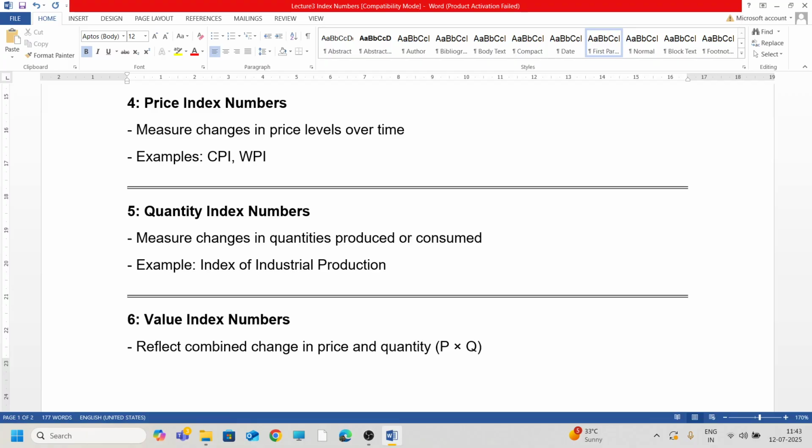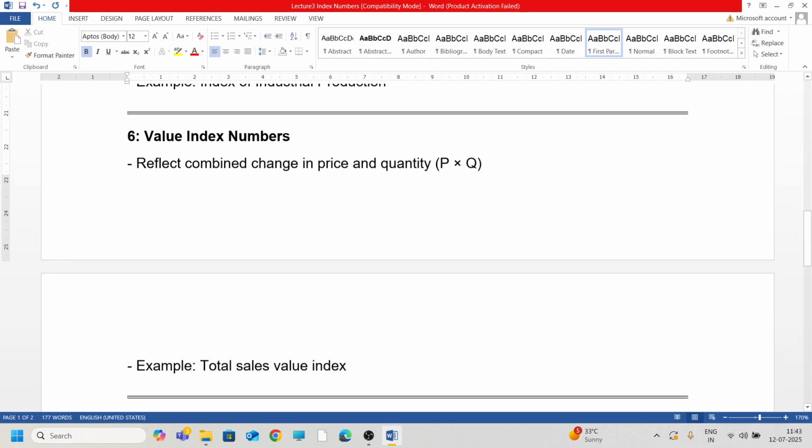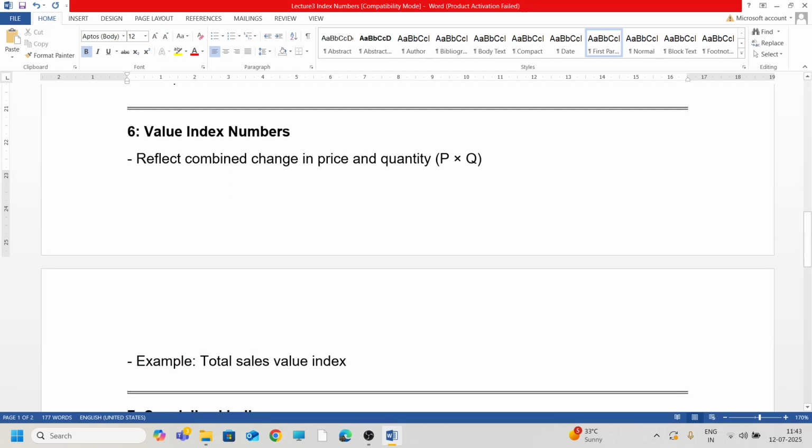Okay. So the next one, value index number. Reflects combined changes in price and quantity. P into Q. P means price, Q means quantity. For example, total sales value index.